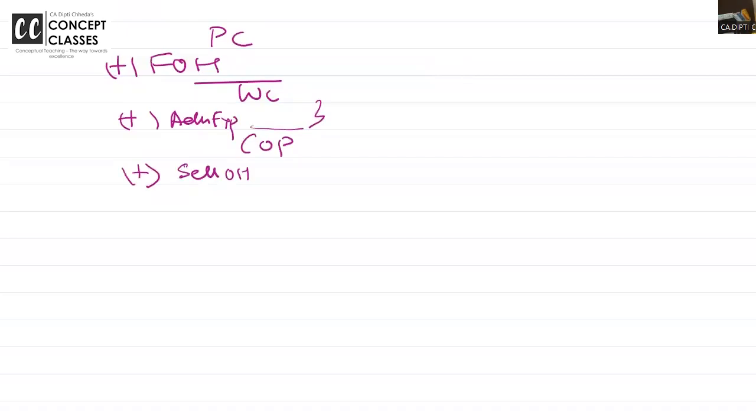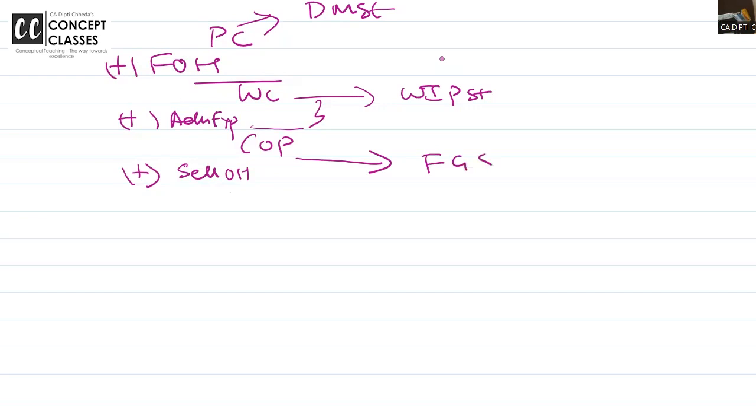Ma'am, where will the stocks come? Your direct material stock comes here, where you have written the direct material consumed. After works cost, work in progress stock. After cost of production, finished goods stock. See, I am doing it from different angles. The problem is the same. They'll give you per unit, they'll give you percentage.